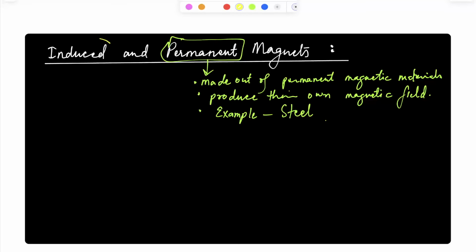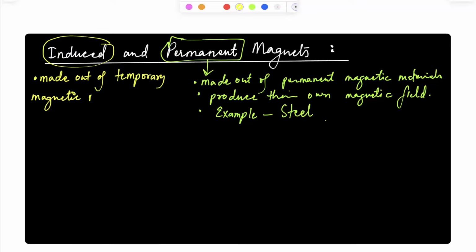Okay, so let's talk about induced magnets. Let's go opposite to that. That means they are made out of temporary magnetic materials. What are temporary magnetic materials? These are the materials which, when you bring them closer to the magnet, they will feel attracted.